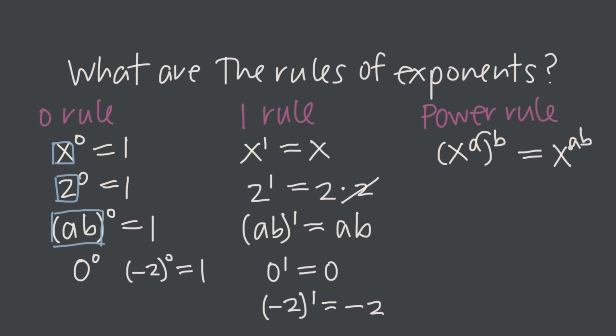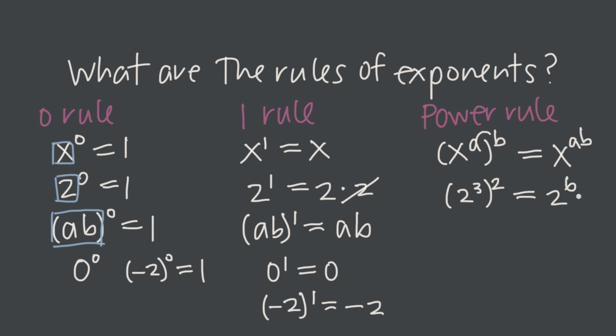Here's the example that will show you why this is true. Let's say we have 2 to the third, and then we're raising that to the power of 2. If you just use the power rule for exponents to simplify this, you'll look at this and say, I need to multiply the exponents, so 3 times 2 is 6, which means that this is 2 to the 6th power.